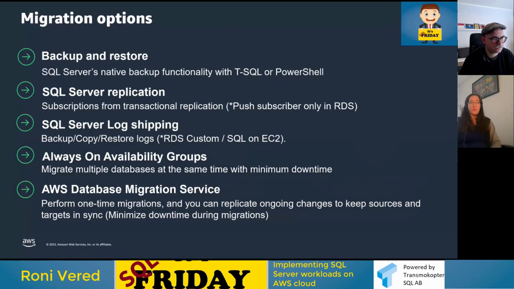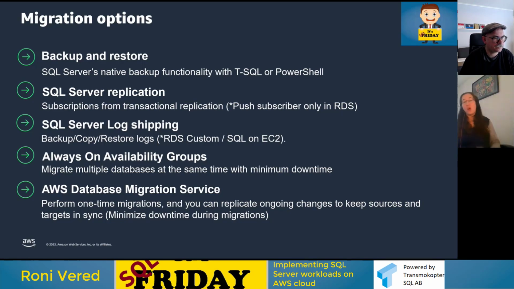Migration options. So how do you migrate? Especially if you're having homogeneous migrations from your on-premises environments towards the cloud, you can employ a lot of the native features and capabilities of SQL Server, as you already know. You can use the native backup and restore functionality from T-SQL or PowerShell. You can use SQL Server transactional replication in order to push to a subscriber in RDS or EC2. You can use log shipping in order to transfer the databases with relatively little downtime. Or you can use availability groups or distributed availability groups.